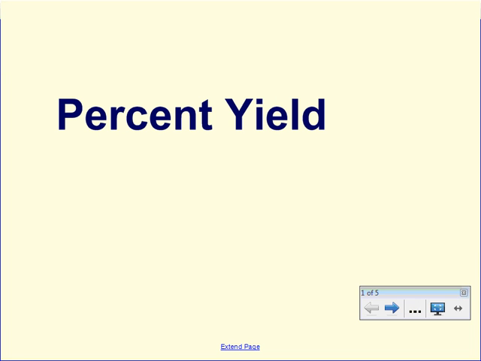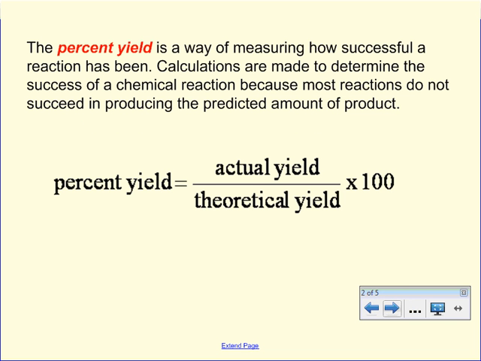Hello. In this lesson, we're going to take a look at percentage yield. The percent yield is a way of measuring how successful a reaction has been. Calculations are made to determine the success of the chemical reaction because most reactions do not succeed in producing the predicted or maximum amount of product that they had.